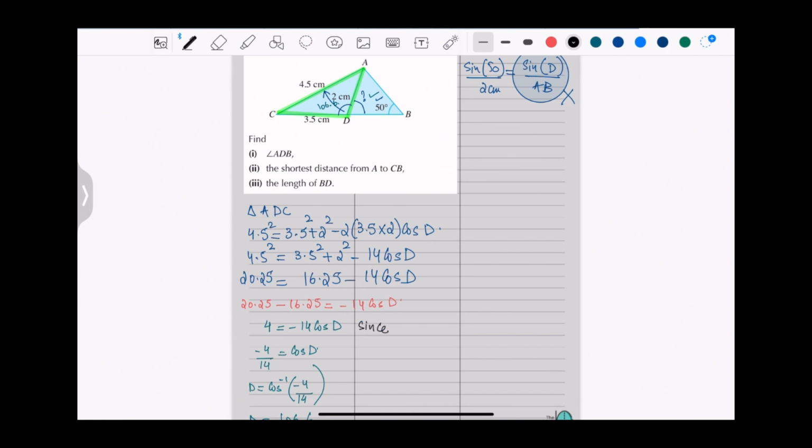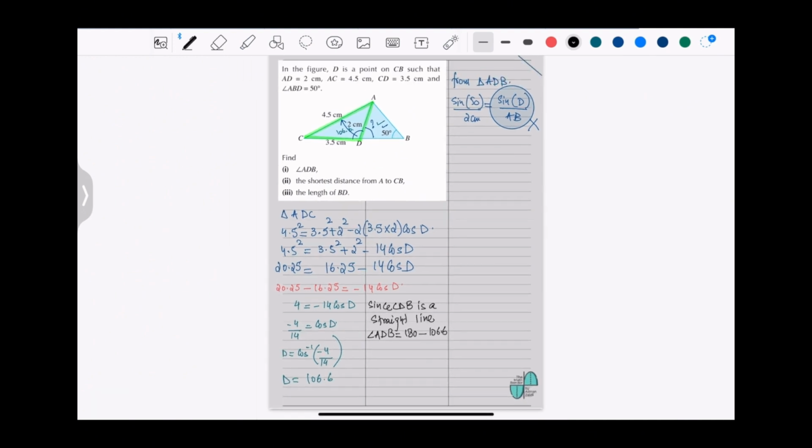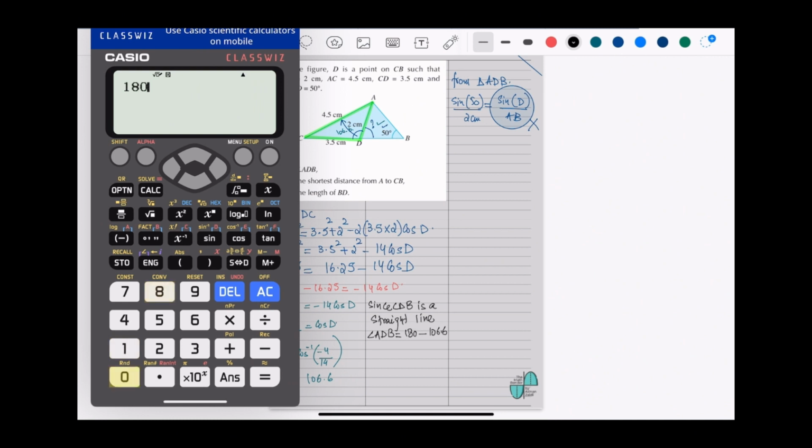since CDB is a straight line, angle ADB is going to be 180 minus 106.6. So angle ADB is now 73.4.